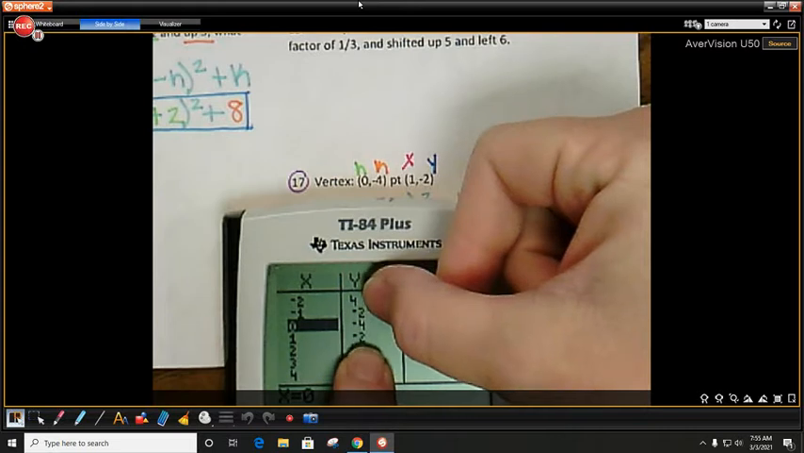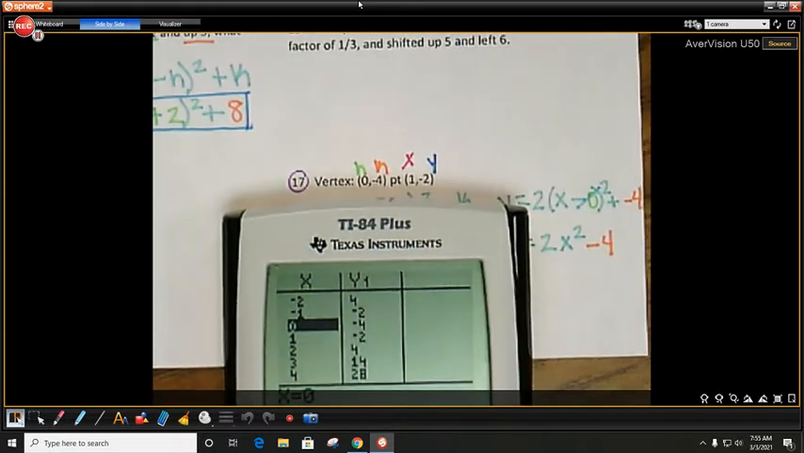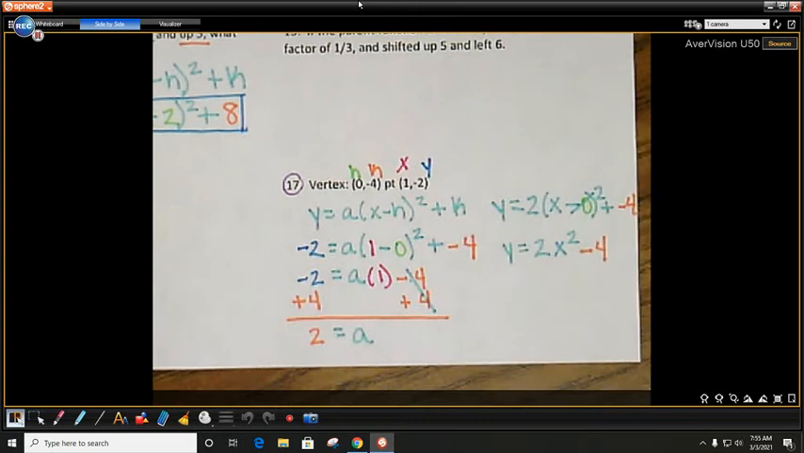Well, is that where I see symmetry? 4 and 4 match, negative 2 and negative 2 match, 0, negative 4. Yes, my vertex is in the right spot. And then do I have the ordered pair 1, negative 2 on my table? I do. So I know that this equation is correct.